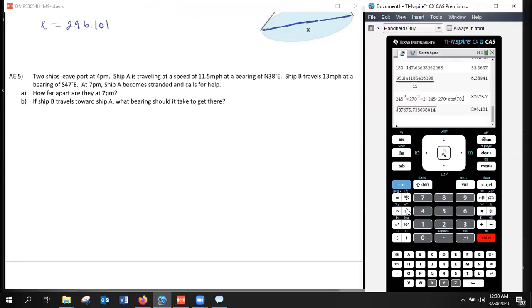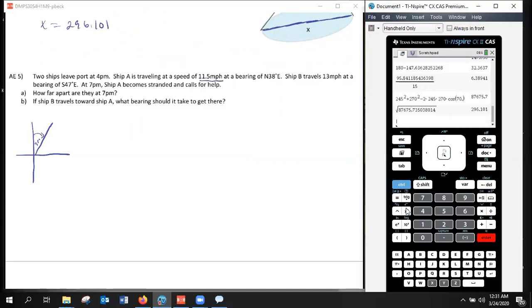We have 2 ships which are leaving port at 4 p.m. Let's go ahead, draw our situation out. So as I draw this out, I'm going to do a north-south axis. Since we're heading east, it just helps me establish that we're going to be going east. So ship A is traveling 11.5 miles per hour at 38 degrees east of north. So that's roughly a 38-degree angle right here. And it's traveling at 11.5 miles per hour. That's going to be important to know.